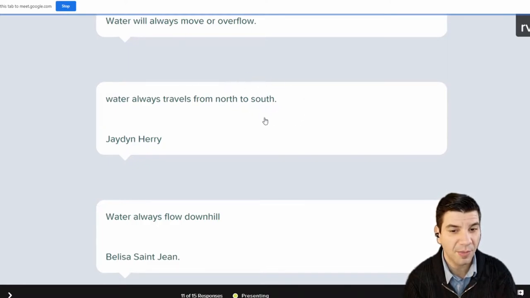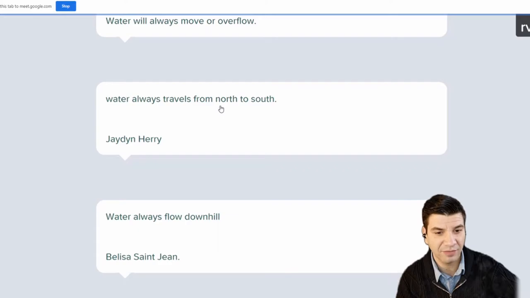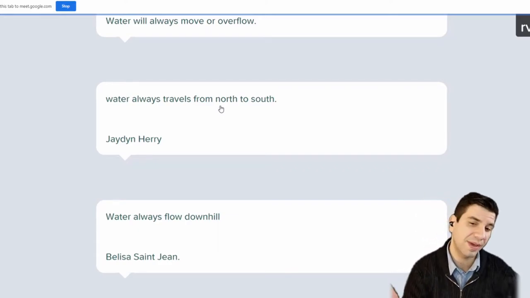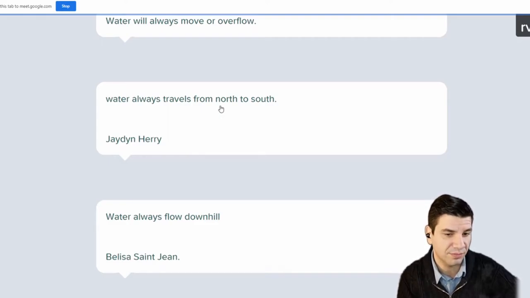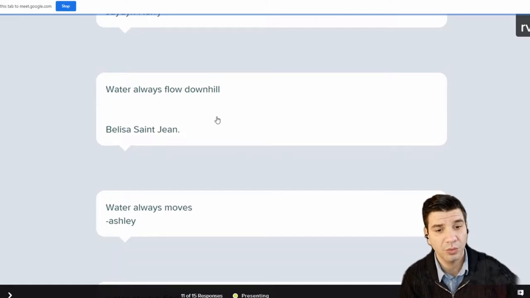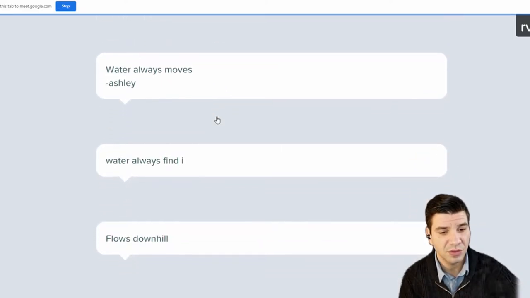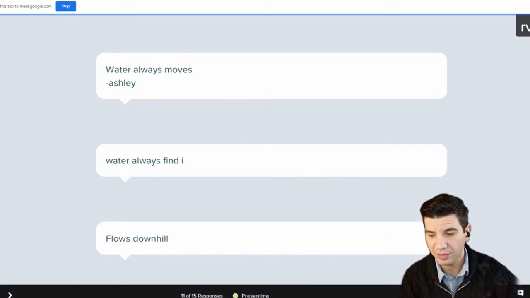So this is a common misconception. No offense to you, Jaden, but water tends to move from high elevation to low elevation. So water can travel to the north. It can go up on the map. It doesn't necessarily matter, it's just going from high elevation to low. Water will always flow downhill. Water always moves. Water always flows downhill. All right, very good.